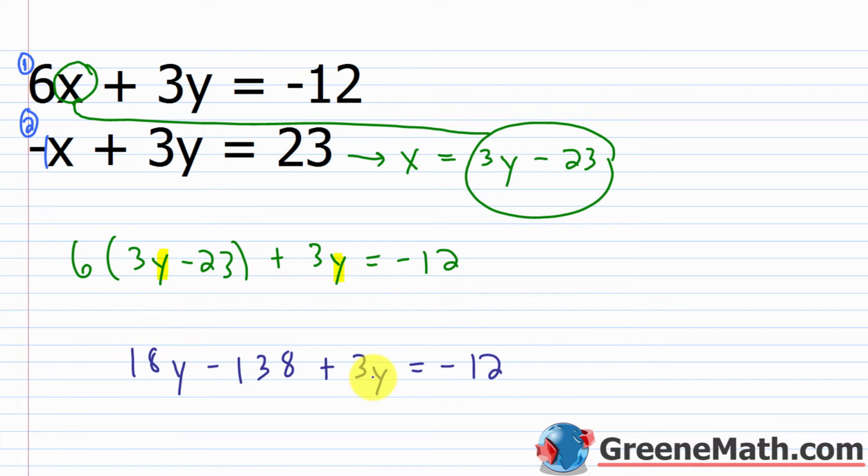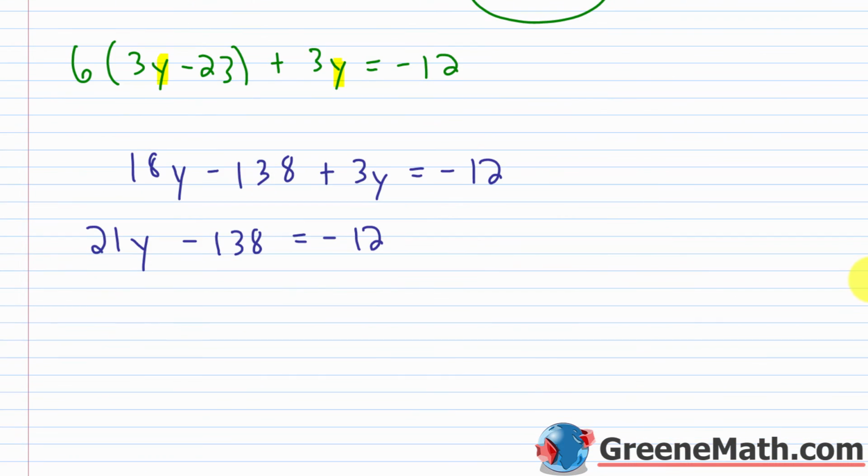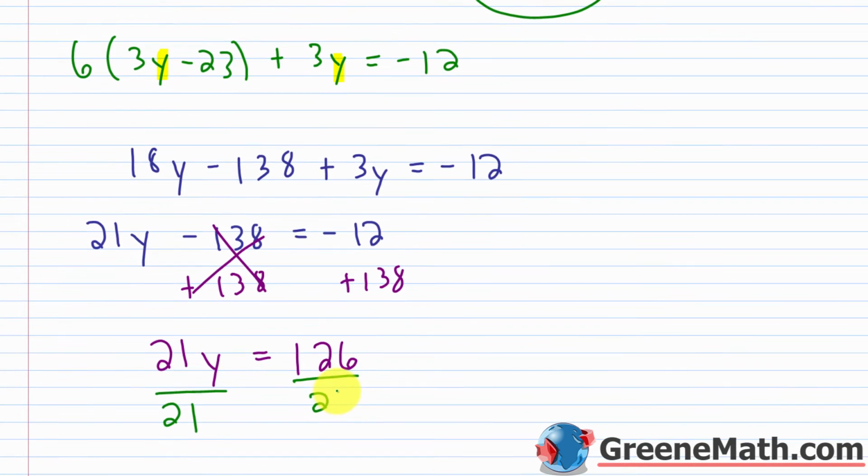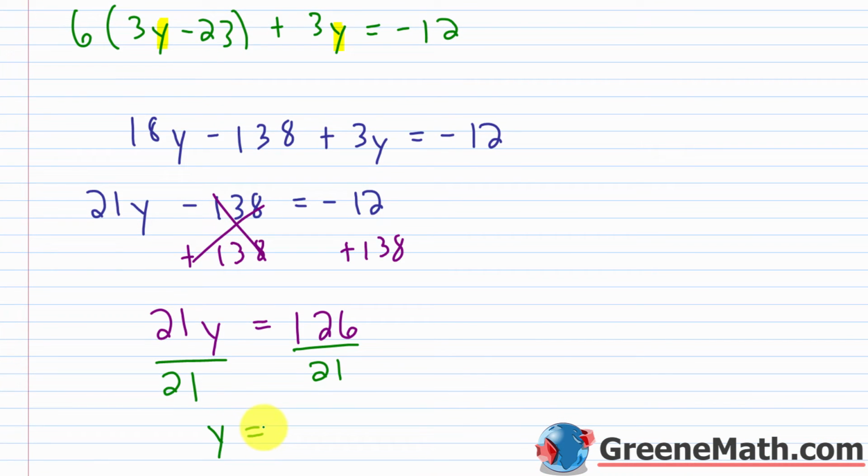So 18y plus 3y is 21y. So I'll have 21y minus 138 is equal to negative 12. Let's scroll down just a little bit. So now if I add 138 to each side of the equation, this will cancel. And I'll have 21y is equal to negative 12 plus 138 is going to be 126. So as a final step to get y by itself, let's divide both sides of the equation by 21. And we'll have that y is equal to 6. Right? 126 divided by 21 is 6.